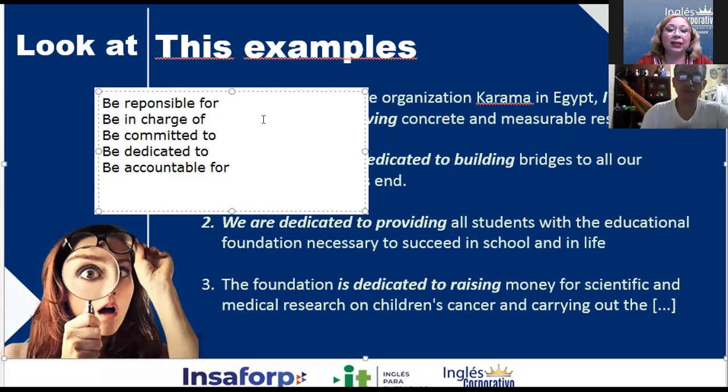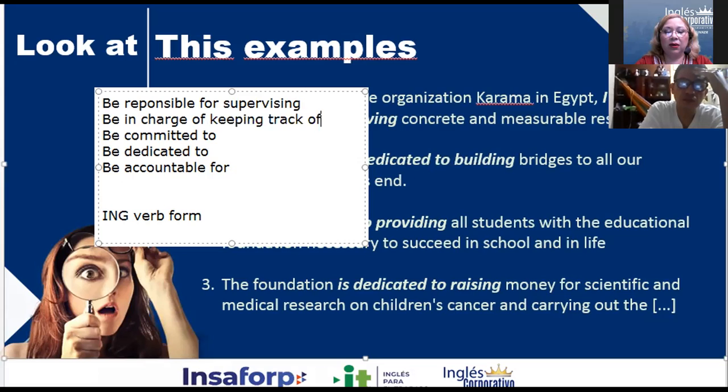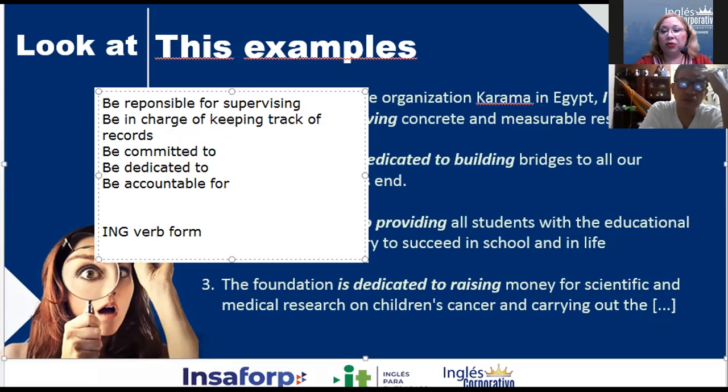Después de todas estas, usted va a usar ing verb form. Okay. Después de estas frases se le agrega la ing al verbo. Exactly. For example, be responsible for supervising, be in charge of keeping track of records, be committed to providing anything: materials, help, assistance, right?